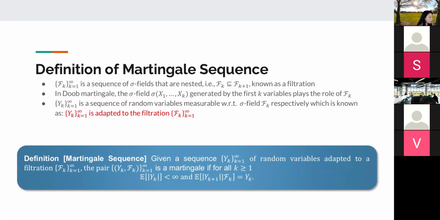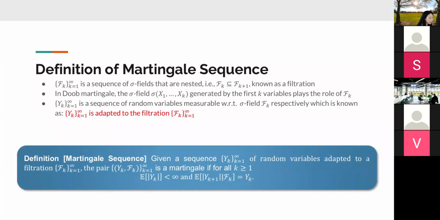I don't want to call it filtration here. Sorry, that's a mistake. I should call it fk, because the sequence of fk, k from 1 to infinity, is the filtration, but fk itself is not. So the expectation of yk plus 1 conditioned on fk is yk.